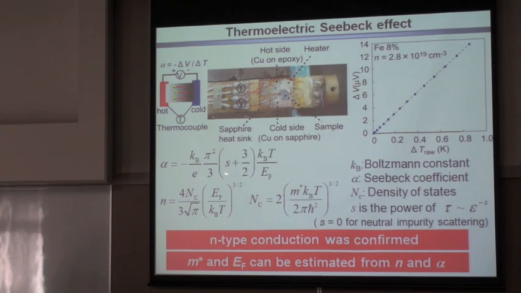And also, the Seebeck coefficient is expressed in this way with the carrier concentration and density of states. We can estimate from this data the effective mass of electrons and the Fermi level position.